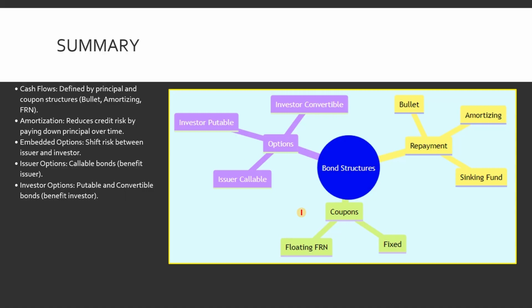If you see this map, which is generally a mind map, bond structure defined is like there are coupons first, where floating rate FRN we have discussed, and fixed coupon bond we have discussed. If you talk about the options, there are three options available. Issuer callable, where the issuer can call it; investor putable, where the investor can put their bond; and investor convertible, where the bonds are converted; and repayment in the form of bullet, amortizing, and sinking fund is the option available.